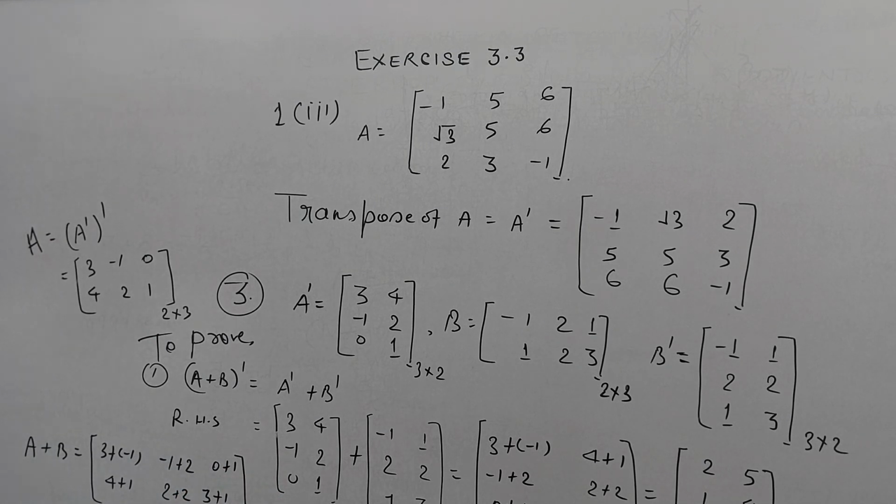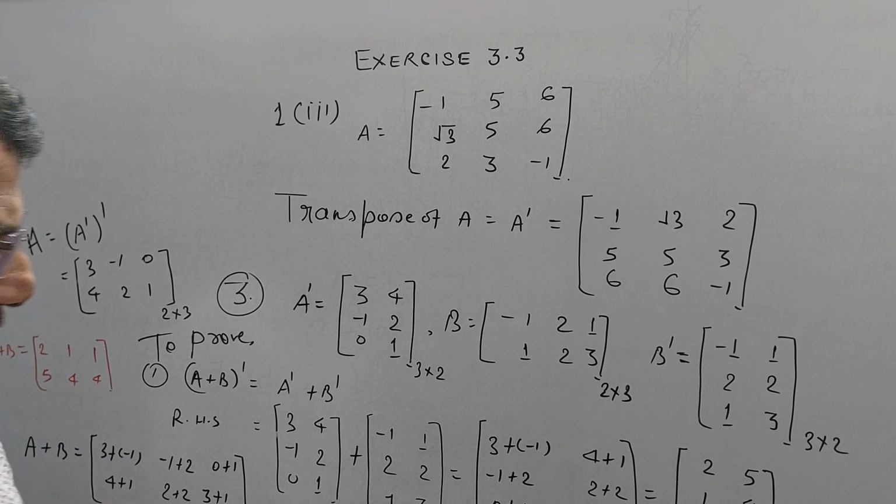If I simplify this value, now here A plus B. So 3 plus minus 1 becomes 2, and minus 1 plus 2 is 1, and 0 plus 1 is 1, and 4 plus 1 is 5, and 2 plus 2 is 4, 3 plus 1 is 4. So this is the matrix A plus B. We have added the corresponding terms of matrix A and B.